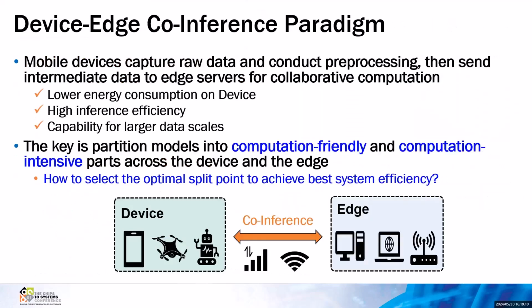And with the wide application of AI in real life, device-edge co-inference has emerged as a promising paradigm for the large-scale deployment of AI applications in edge scenarios. In this paradigm, mobile devices capture raw data and conduct pre-processing, then send intermediate data to the edge server for collaborative computation. This approach can greatly improve efficiency and save energy. And the key to maximizing the benefits of co-inference lies in partitioning models into computation-friendly and computation-intensive parts across the device and the edge.